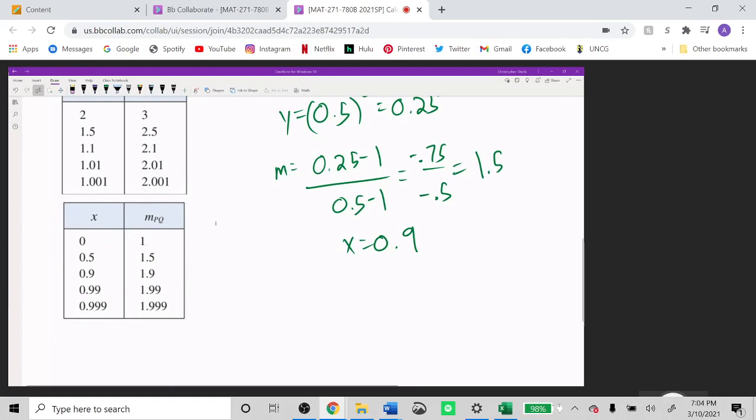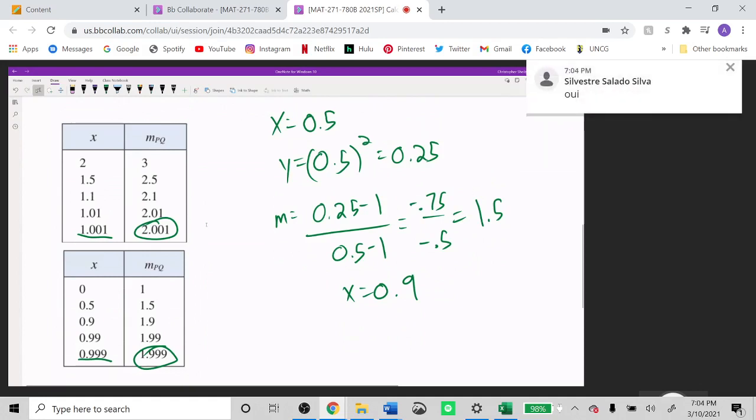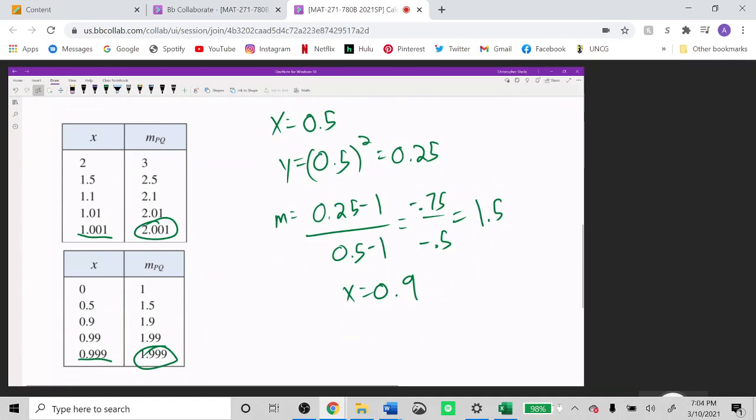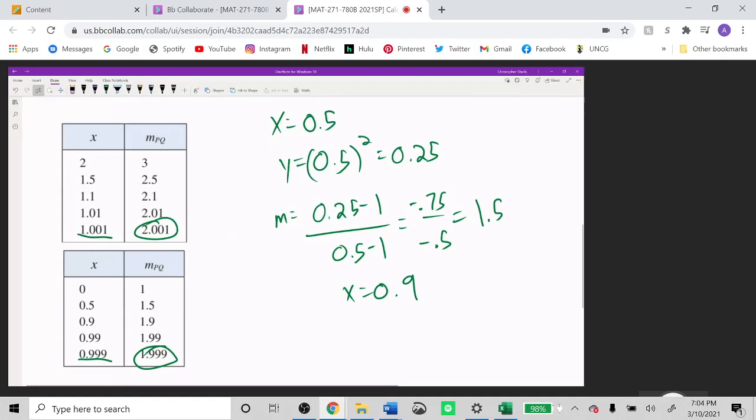Notice here that these slope values seem to be getting closer and closer to a certain number as this x value gets really close to 1, right? Do we see that as I let this x value get really, really close to 1, these slope numbers are getting really, really close to a certain number? What does this suggest that the slope of this line should be?